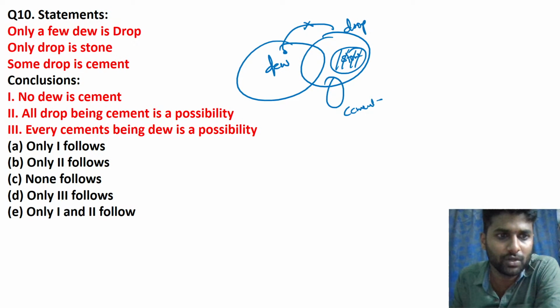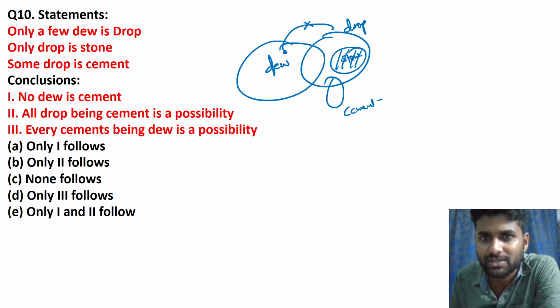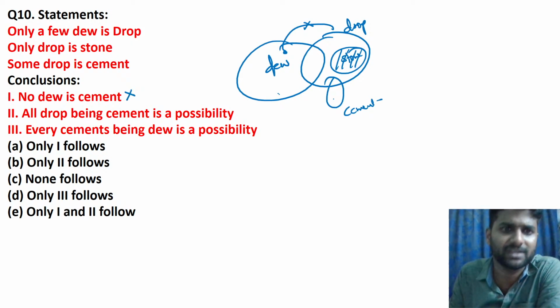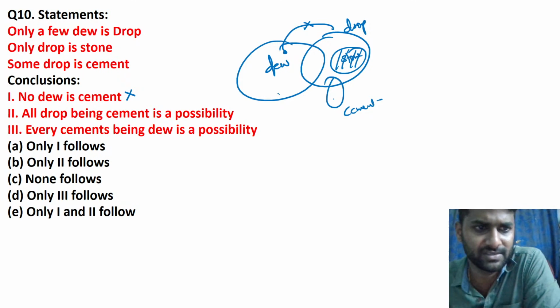That is our diagram. Conclusion: no dew is a cement. Guys, we can assume cement into the dew. We can assume dew into the cement. So "no dew is a cement" is an invalid conclusion. We can assume a relation.